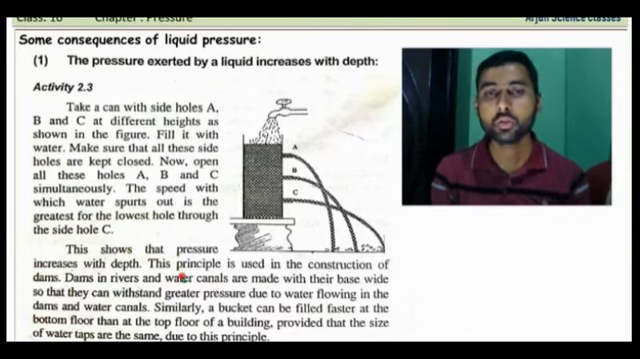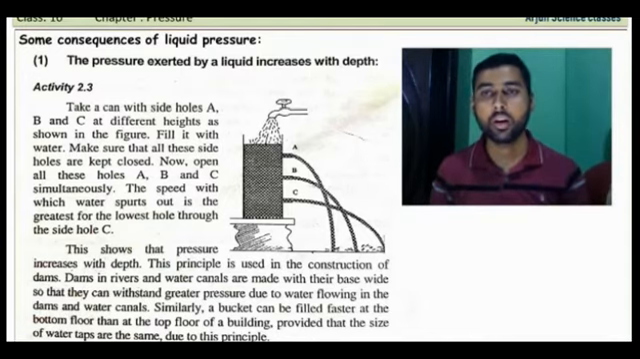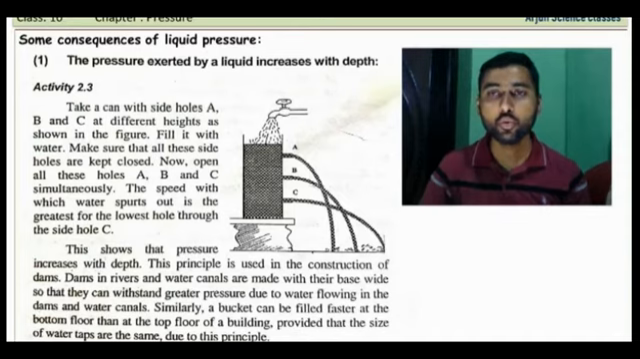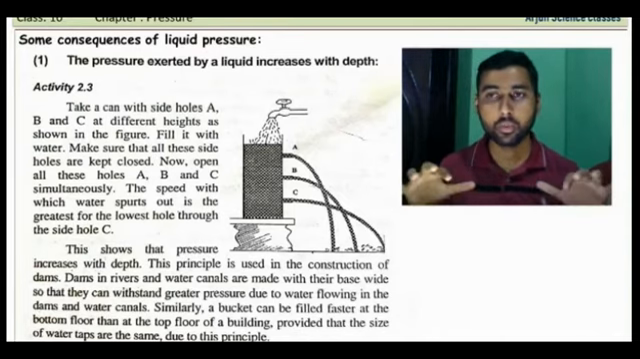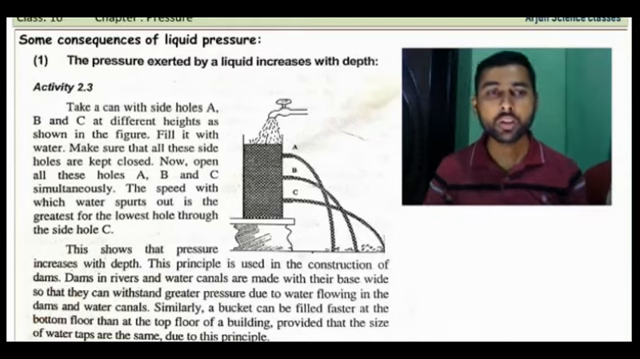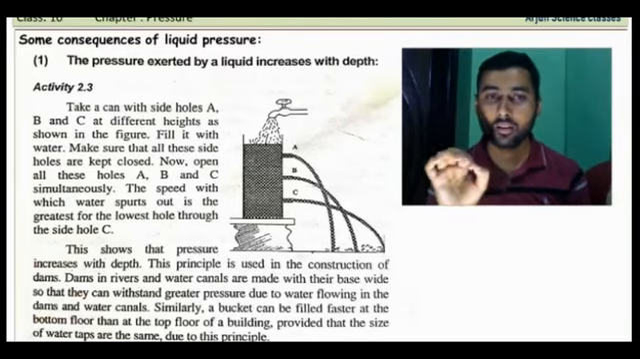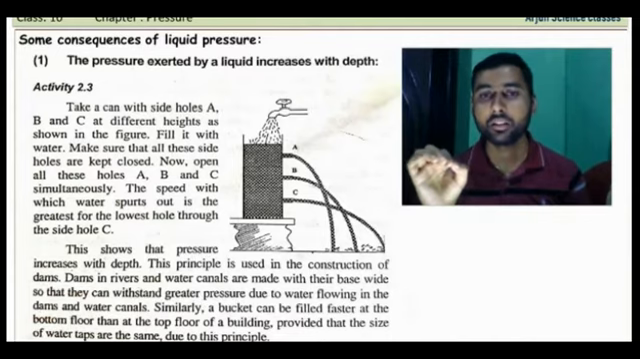This principle is also used in the construction of dams. The bottom of the dam is made wider because there is more pressure at the bottom of the dam. To withstand such a high pressure, the bottom of the dam is made wider so that it can withstand greater pressure due to water flowing in the dams and water canals. Similarly, a bucket can be filled faster at the bottom floor than at the top floor of a building.